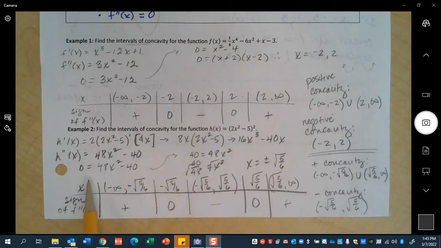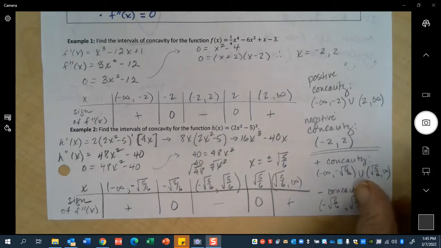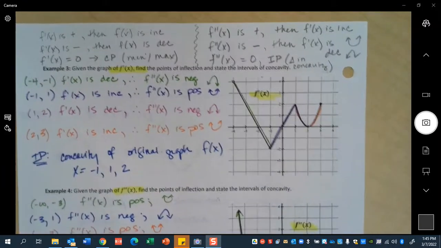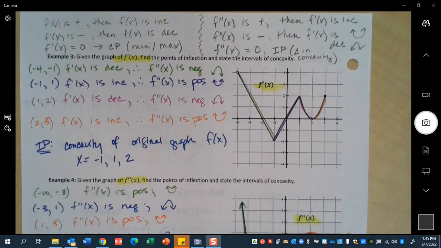Okay. So in example 1 and 2, we took our original function and we took the derivative once, we took the derivative twice, and then we were able to figure out the sign of the increasing and decreasing intervals. And again, now that we're looking at the graphs, we want to make sure that we recognize that if my derivative is positive, so this is the graph of my derivative.